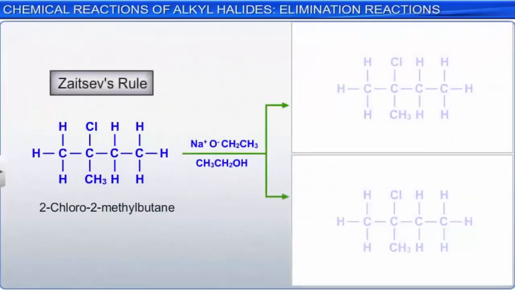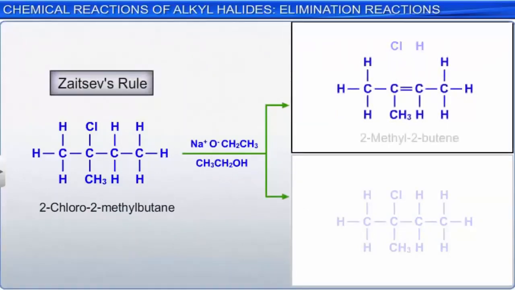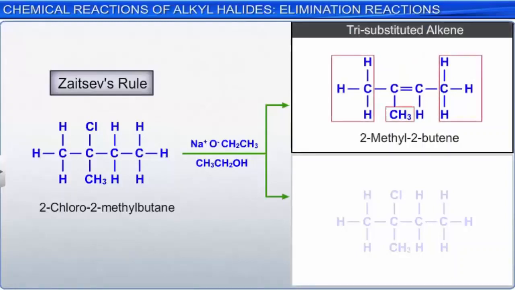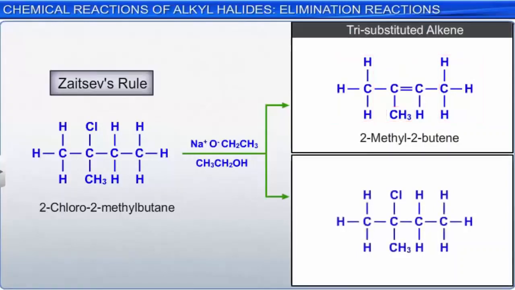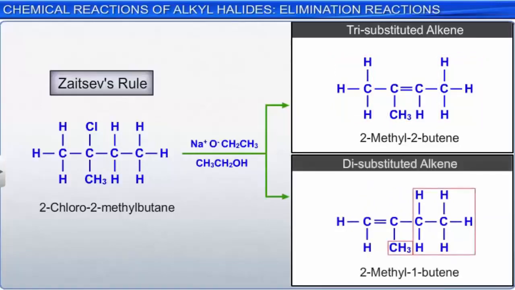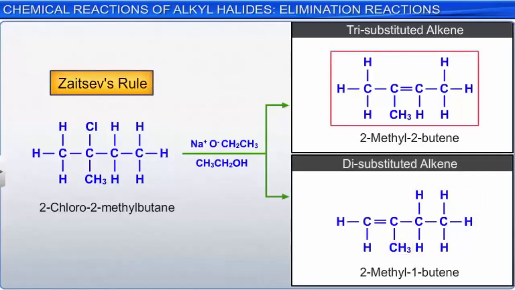Zaitsev's rule predicts which alkene is formed in the greatest amount. 2-methyl-2-butene has 3 alkyl substituents on the double bond. In comparison, 2-methyl-1-butene is disubstituted. Therefore, Zaitsev's rule predicts that 2-methyl-2-butene is the major product.